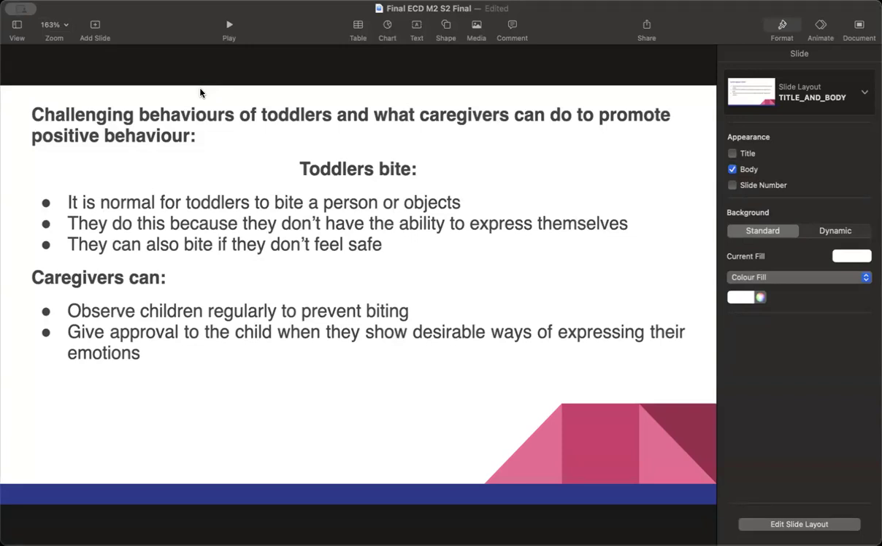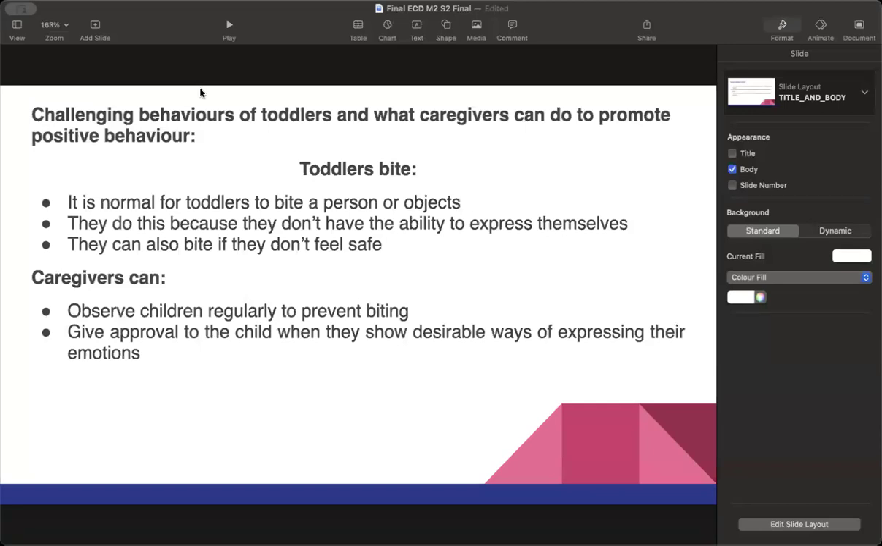And then also we need to communicate with the child that that behavior is not acceptable. You have a stern look on your face. You make it known that it's not good, that it's not okay. And on the flip side, if the child then starts expressing himself in a healthy way, even though he's feeling negative things, but he's expressing that in a healthy way in which he's not biting somebody else, then we need to give that child some sort of credit, right?